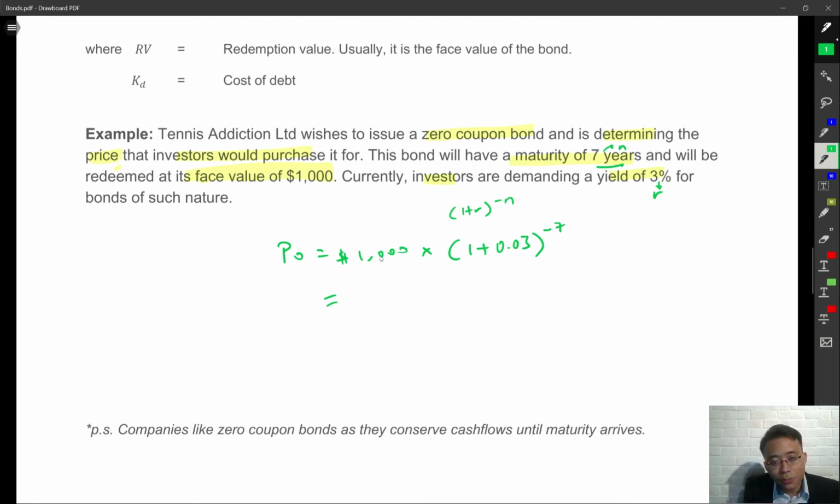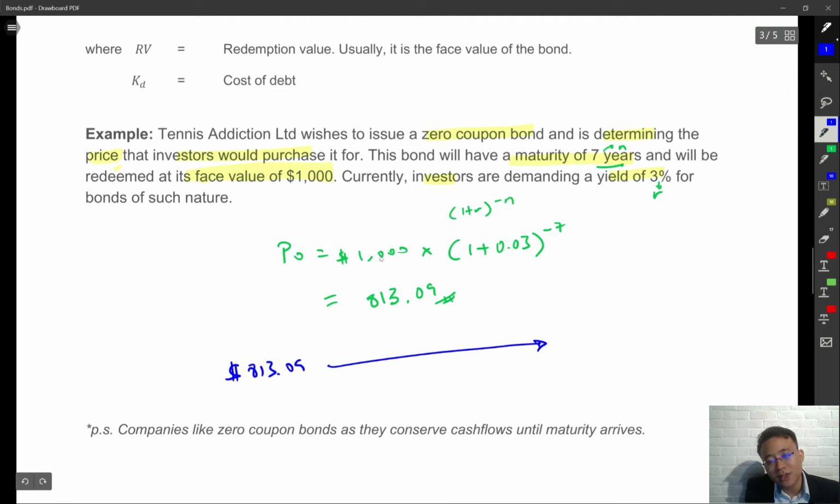And your zero coupon bond is valued now at 813.09. So simply put, investors will buy the bond now at 813.09 and wait till 7 years later, claim it back at $1,000, and of course they earn the difference, right? So the difference will be their yield or their earnings.